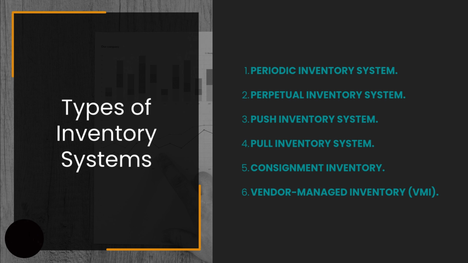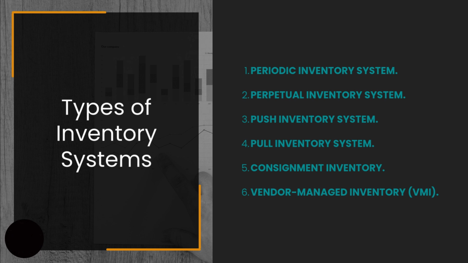Well, now the fourth, pull inventory system. Inventory is replenished based on actual customer demand, aligning closely with Lean and JIT methodologies. The application is automotive industries, custom manufacturing, and any system aiming to minimize waste. The advantage is reduced holding costs, less inventory waste, and enhanced responsiveness to customer needs. The disadvantage is it can be challenging during unexpected demand spikes and requires a strong supplier relationship for timely replenishment.